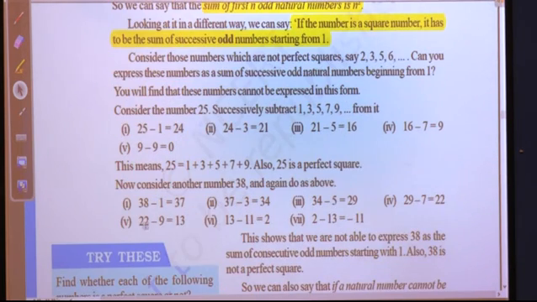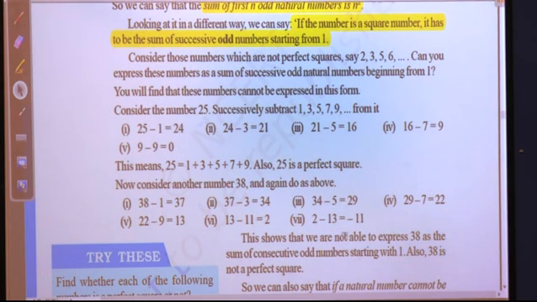Now, consider another number, 38, and again do as above. 38 minus 1, 37. 37 minus 3, 34. 34 minus 5, 29. 29 minus 7, 22. 22 minus 9, 13. 13 minus 11, 2. And 2 minus 13 is minus 11.